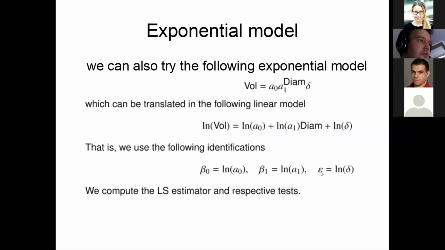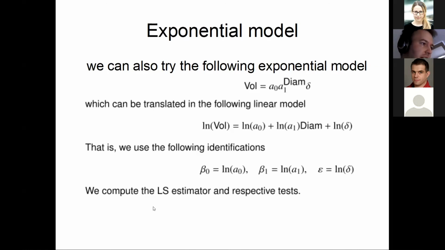But let's also try the exponential model, as we have seen this with our own eyes, and thought it might be a good idea to use an exponential model here. So this should be our model. Here you can see that it's an exponential model, and we translate that to a linear model by just using the Euler logarithm of all the variables. And then we have the following identification. So beta 0 is this Euler logarithm of A0, and beta 1 is this Euler logarithm of A1, and epsilon is this Euler logarithm of the delta.